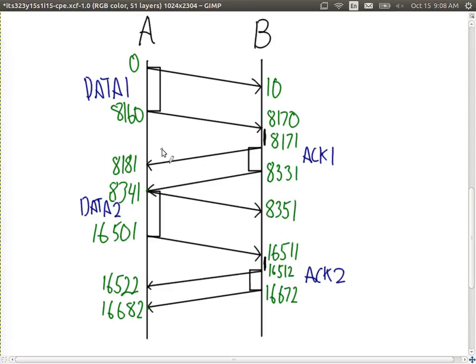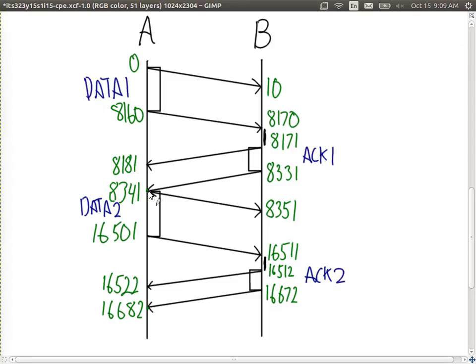For the first period, A transmits data frame 1. When it finishes transmitting, then it waits for an ACK to come back. It's waiting. Now it starts receiving the ACK, and at time 8341, it's fully received the acknowledgement. And we assume that to use a frame, we must fully receive it. We can't partially receive it. So at time 8341, our rule for A has been met. I've received the ACK for the previous one.